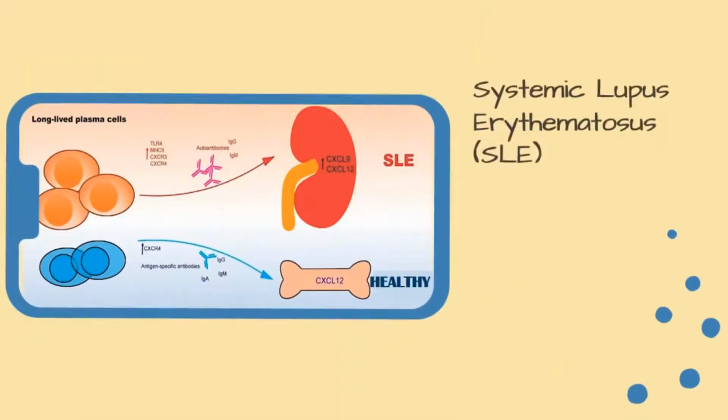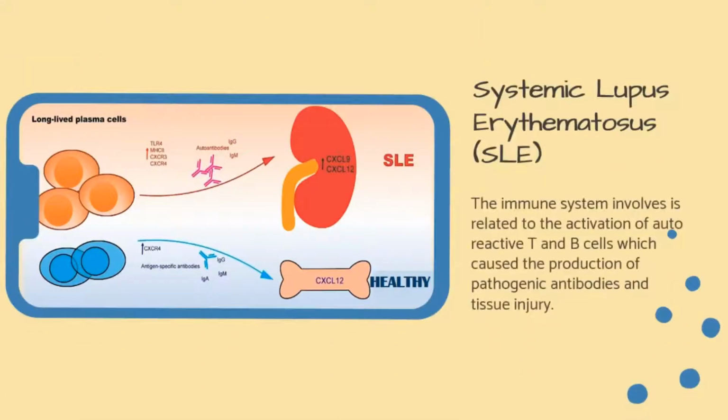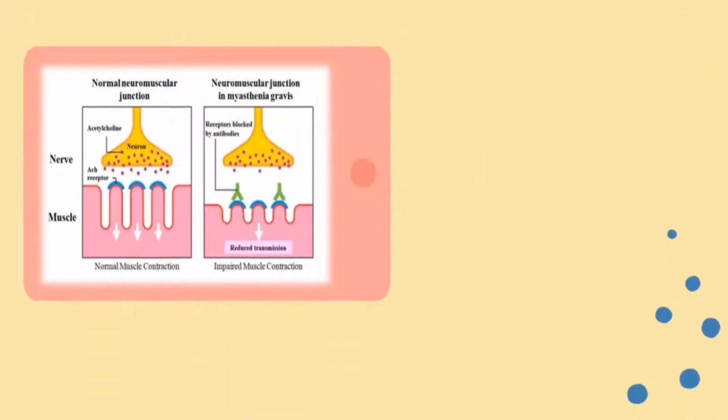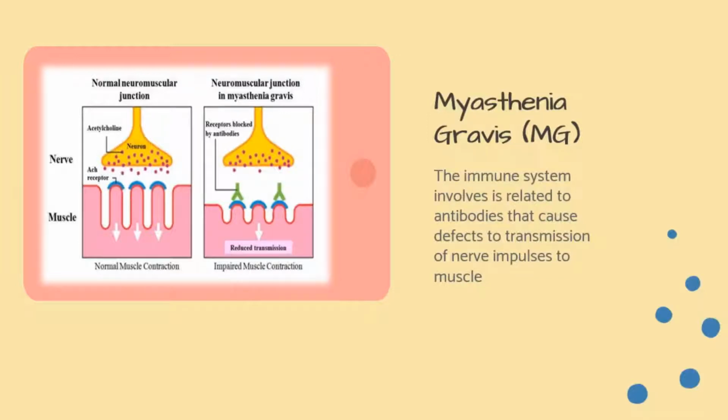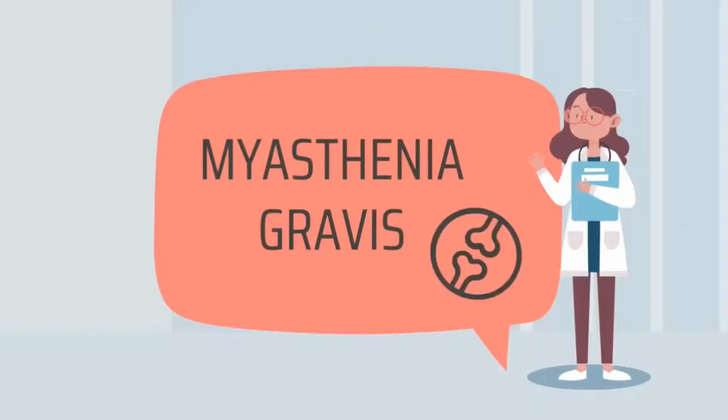In SLE, the immune system involved is related to the activation of autoreactive T and B cells, which cause the production of pathogenic antibodies and tissue injury. In myasthenia gravis, the immune system involved is related to antibodies that cause defects in the transmission of nerve impulses to muscle. Now, let's talk about myasthenia gravis.